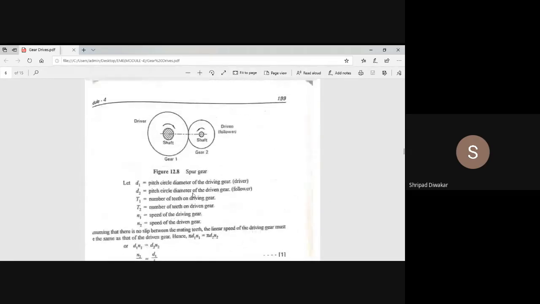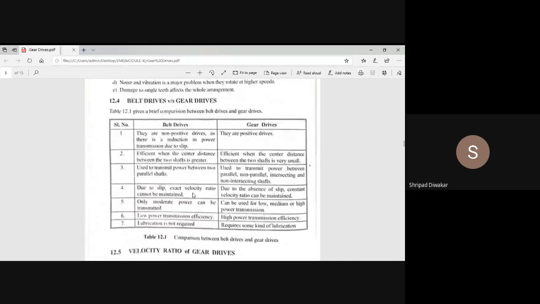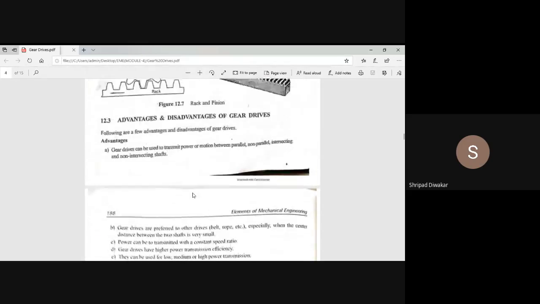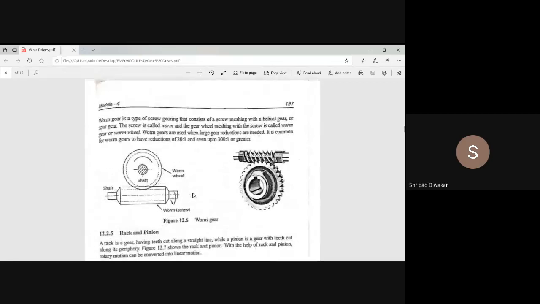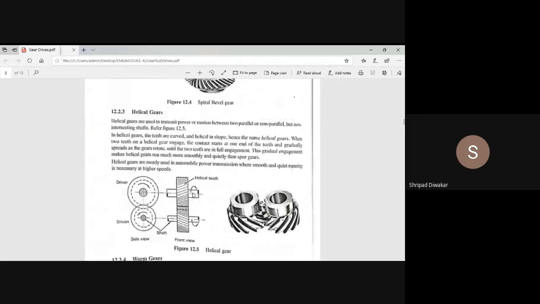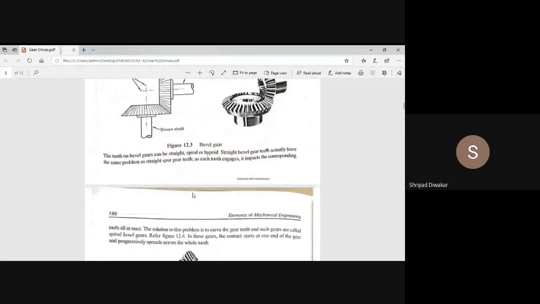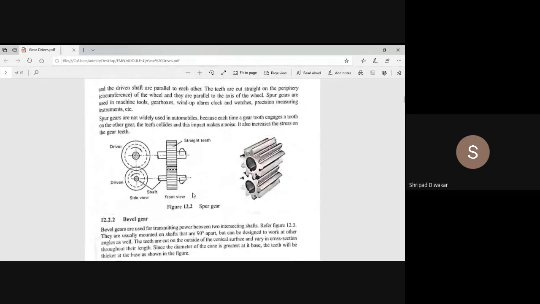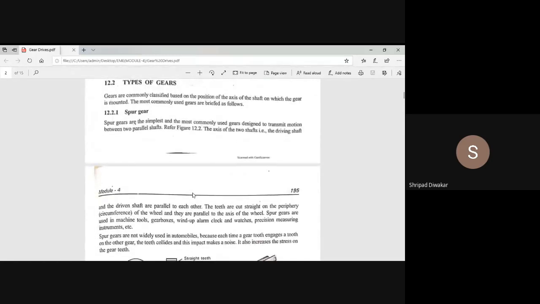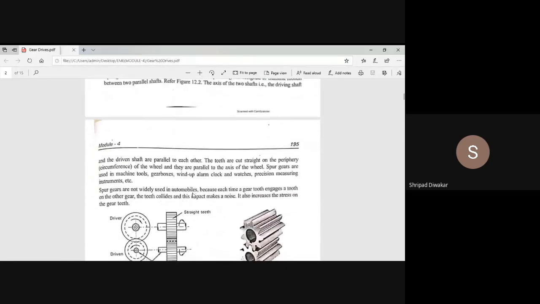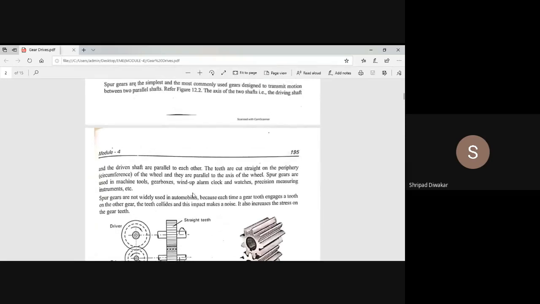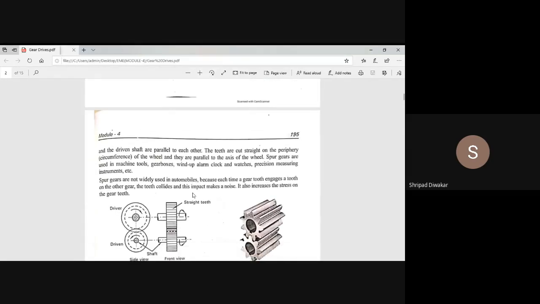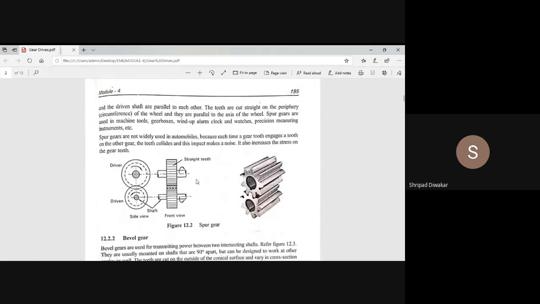Now I'll discuss what the different gear drives used are. I'll just go through them. See the structure. The first one is the spur gear. Spur gear is mainly used to transmit motion between two parallel shafts. So when the shafts are parallel in nature, spur gears are used. This is the nature of spur gears, and these gears are widely used in automobiles. Remember, the gear drives used in automobiles are of spur gear drive.